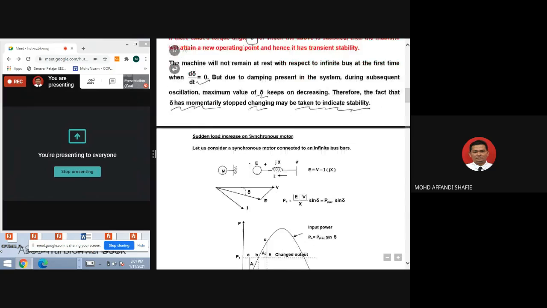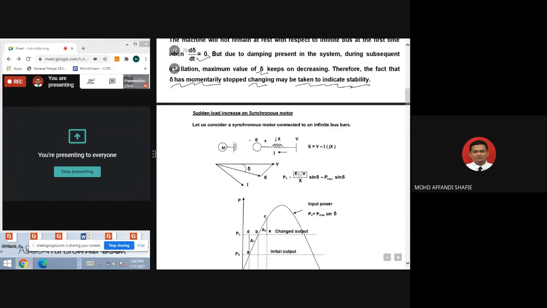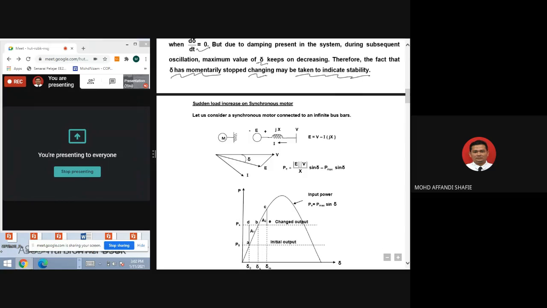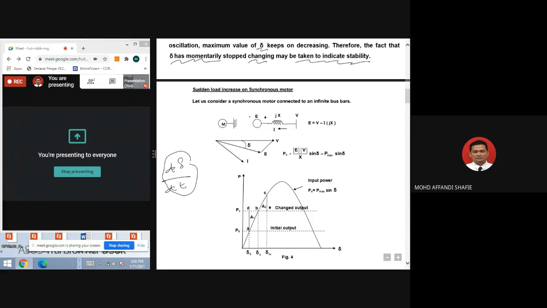Okay. So here is one example to explain how the angle will change with respect to time. How does sigma change, d sigma over dt, with respect to time? So d sigma over dt means how the sigma will be changed with respect to the time. So from this figure 4 here.